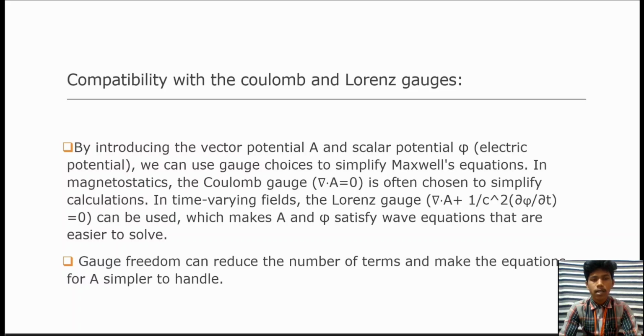In magnetostatics, the Coulomb gauge, divergence of A equal to 0, is often chosen to simplify calculations. In time-varying fields, the Lorentz gauge, the formula is given here, can be used, which makes A and phi satisfy wave equations that are easier to solve. And gauge freedom can reduce the number of terms and make the equation for A simpler to handle.